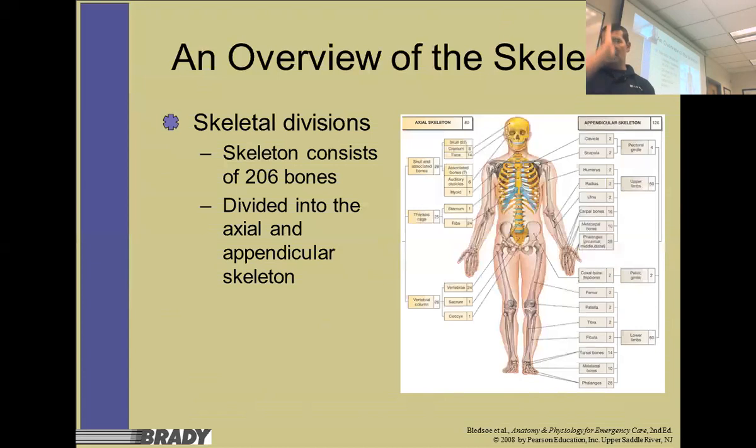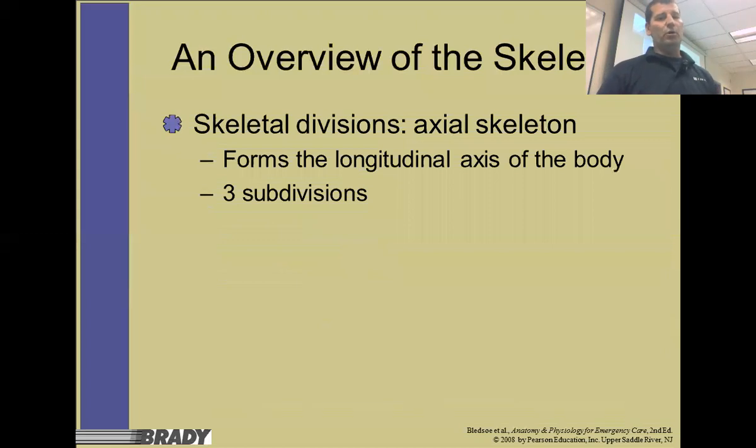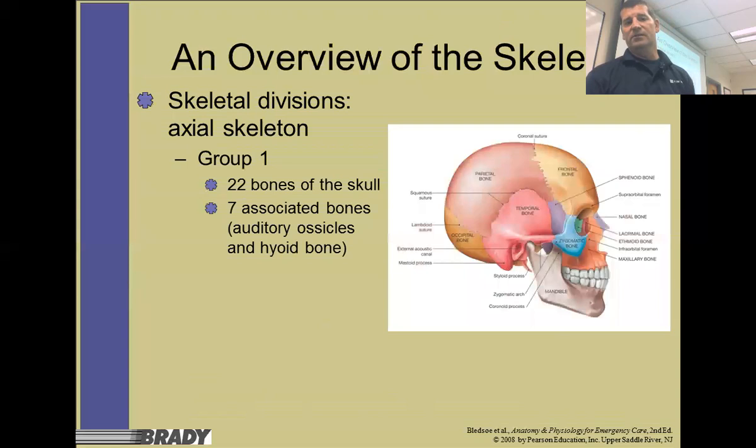So axial being basically our straight line. Appendicular is basically everything attaching off to it. And those will be important context to know. So when we're dealing with the axial, we basically have three subdivisions, if you will. One is going to be the skull itself. So that's going to be about 22 bones.